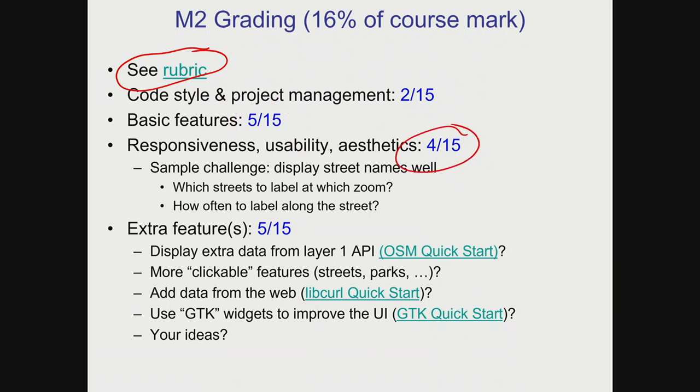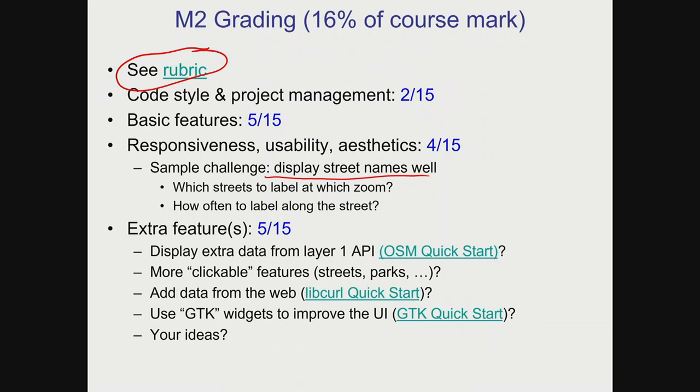How responsive and how aesthetically pleasing is your map? Does it look nice? Is it very laggy or is it pretty responsive? One of the challenges you're going to find is to display street names well. We don't want you to just draw the streets, we also want to be able to figure out their names, which street is which.